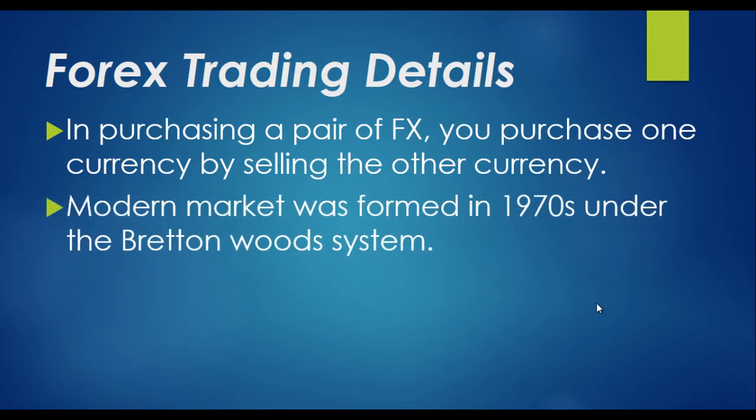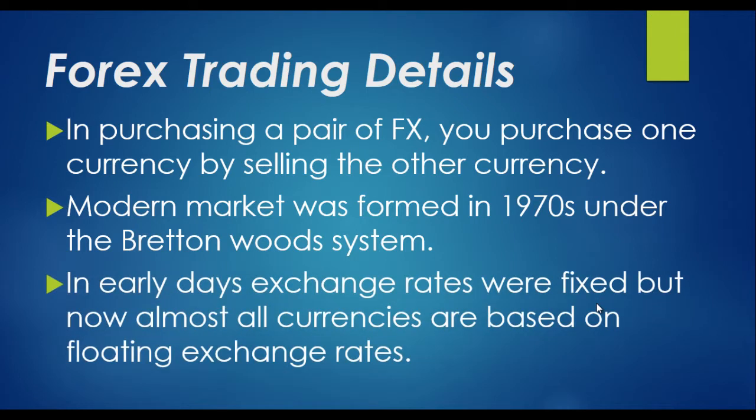The modern market was formed in the 1970s under the Bretton Woods system. In early days, the exchange rates were fixed. So it was fixed that 1 US dollar would be worth 1.1 Great Britain pounds. But now almost all Forex currencies are based on floating exchange rates, which means that the market determines the rate and it's not fixed. And therefore, you can easily make money through them because it's not fixed. In a fixed rate, it doesn't change. So no one can trade the market and make money. And therefore, the rate is fixed.